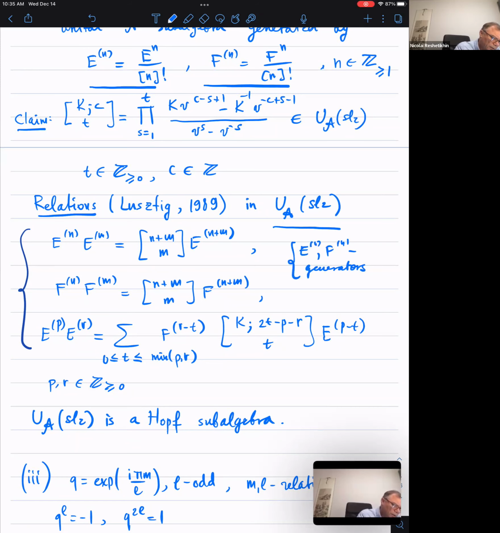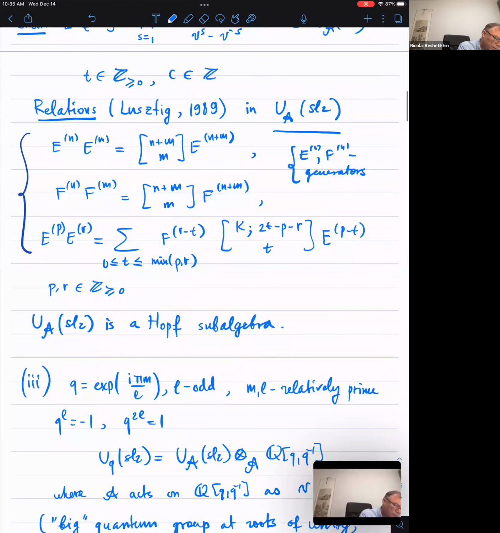And it's Lusztig who showed this. So the difference, of course, is topological. I mean, if you specify v to some real number, then this algebra differs very little from the initial algebra, but for formal variable v, they are quite different. And they are very different when you specify v to a root of unity.